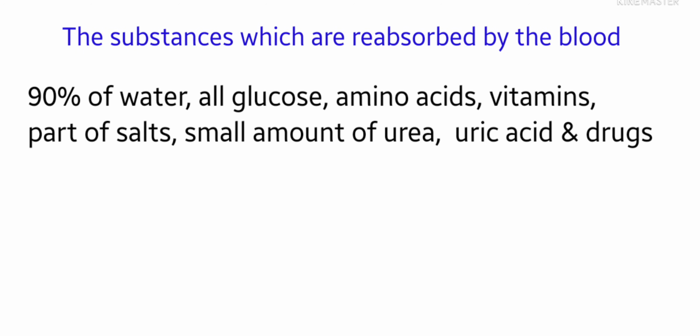Most of the constituents of glomerular filtrate are absorbed into the blood capillaries which surround the coiled part of the tubule. This is called selective reabsorption. 90% of water, all glucose, amino acids, vitamins, salts, small amount of urea, uric acid and drugs are reabsorbed into the blood. Reabsorption takes place by using energy.